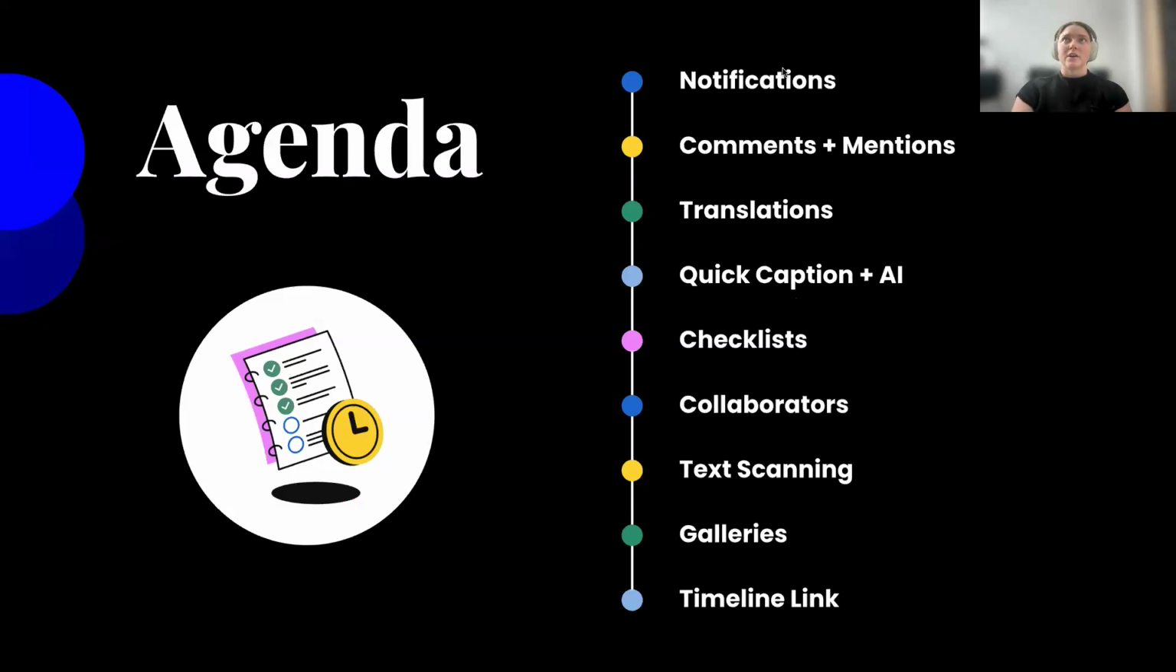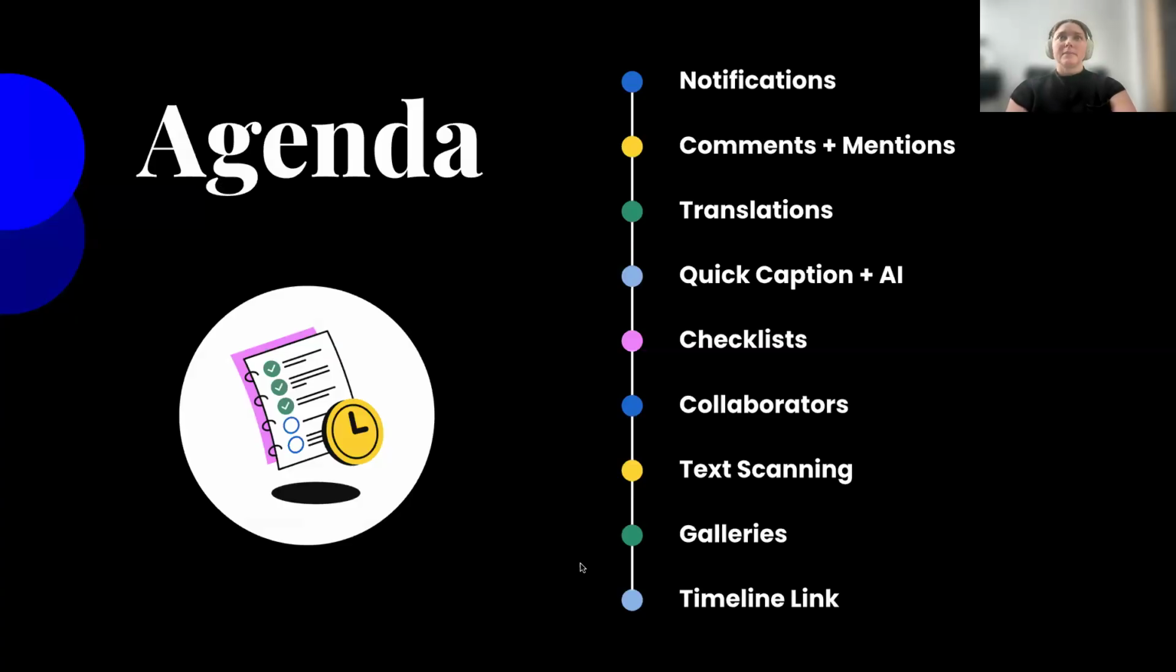Our agenda is as follows. So we're going to go over notifications, comments, some translation things, some of our AI features, which have been super helpful for teams to communicate really fast. So quick caption and AI checklists, collaborators. So that's using CompanyCam with subcontractors. Our new text scanning feature that can be super helpful to copy and paste with things that have text on it. And then sending out information. So galleries and that timeline link, sending those out to customers, clients, and maybe subcontractors as well.